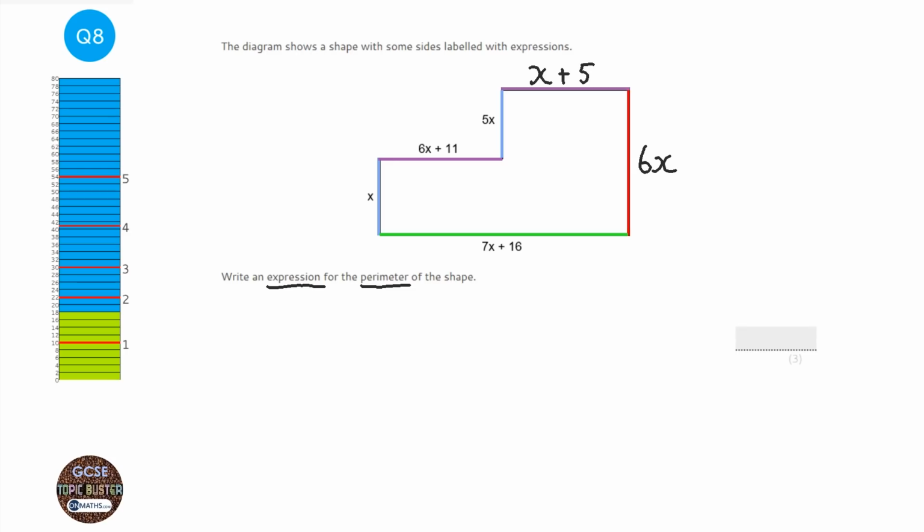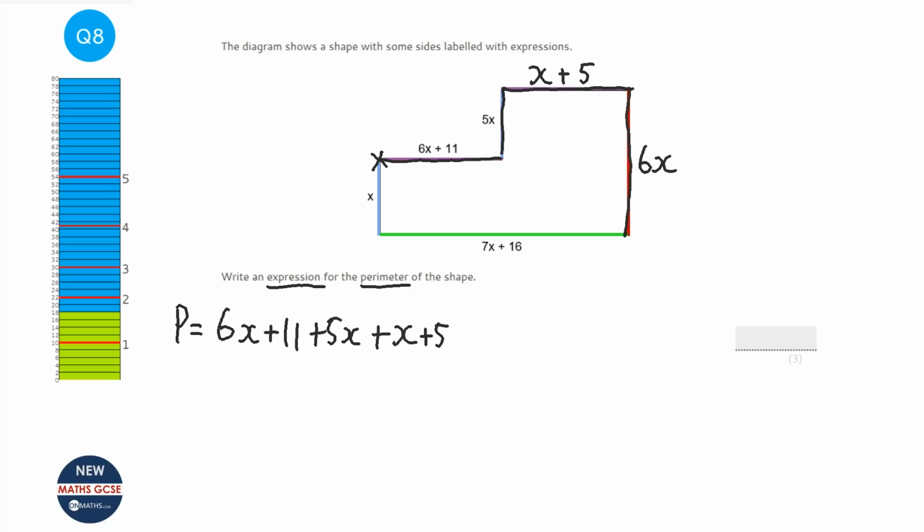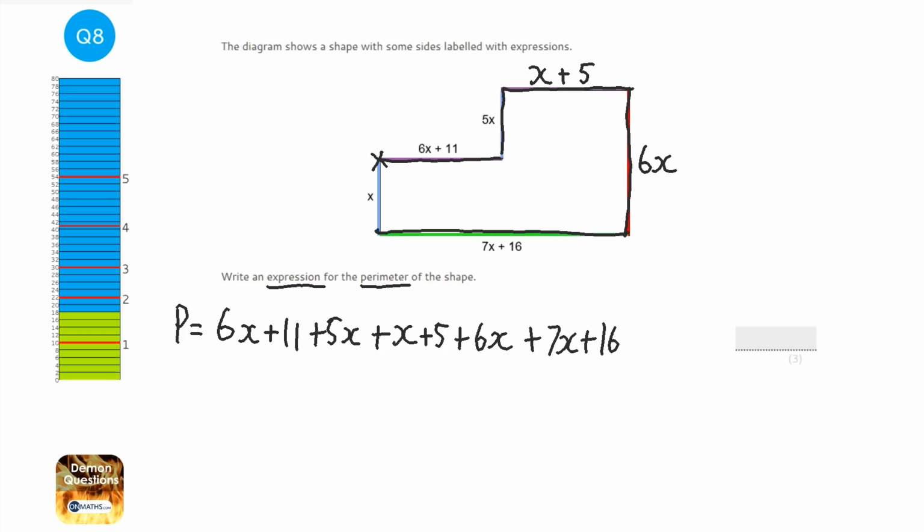Okay, we've labelled all the sides. So what I'm going to do is pick a point on the shape, and I'm just going to start walking around the shape and writing down everything as I go. So perimeter equals, and we've got 6x plus 11 plus 5x plus x plus 5 plus 6x plus 7x plus 16 plus x. So we've got quite a lengthy string of algebra there.